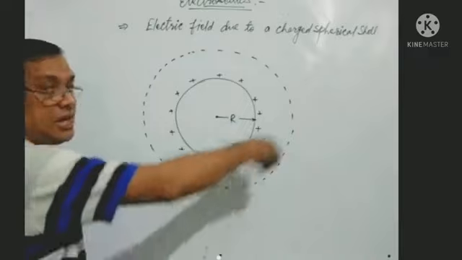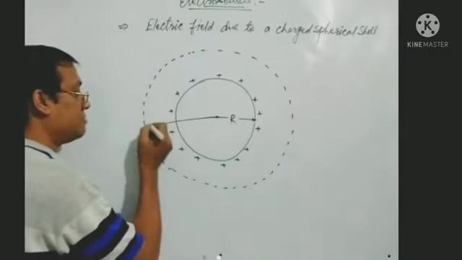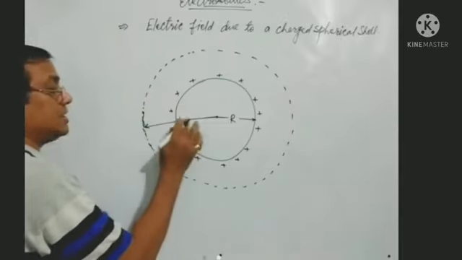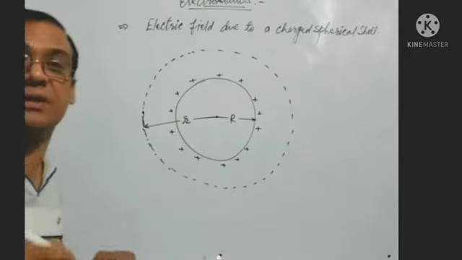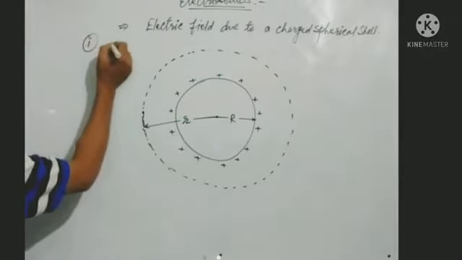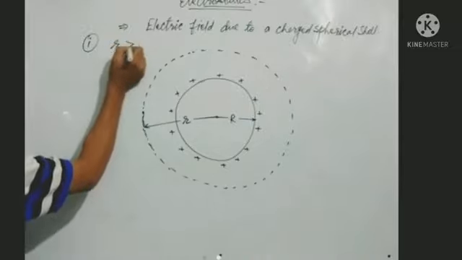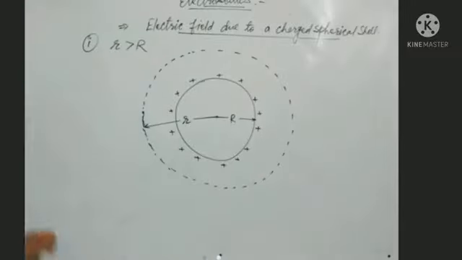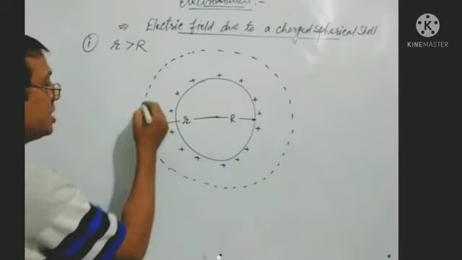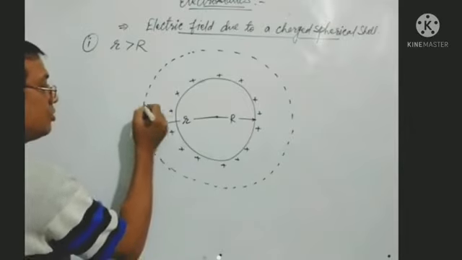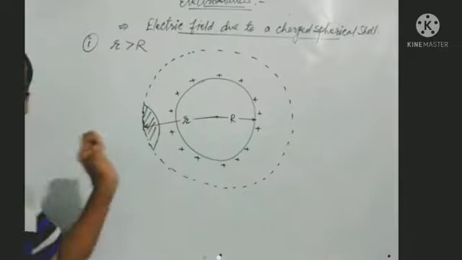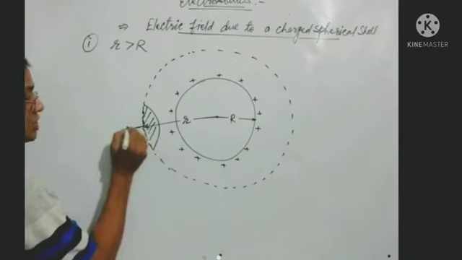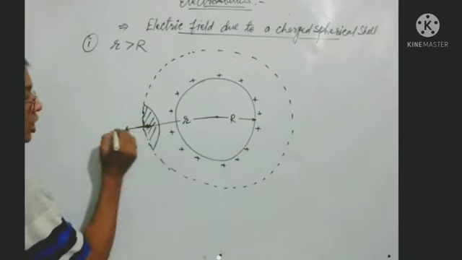And if it is considered as a Gaussian surface, it must have some surface area. And if it has some surface area, then its radius will be taken as small r. So the first condition to be written down is small r greater than capital R. If this is a Gaussian surface, we have to take a smallest part of the Gaussian surface on the spherical body. This shows the direction of electric field through the Gaussian surface.